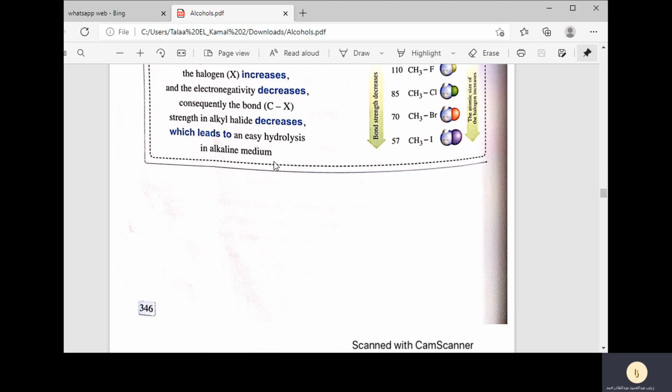With increasing atomic number in group 7A, what will happen? The atomic size will increase, so iodine has the biggest size. Electronegativity decreases. Consequently, the strength of the bond between the carbon and the halogen will decrease. And this leads to easy removal of the halogen, making hydrolysis easier in alkaline media.